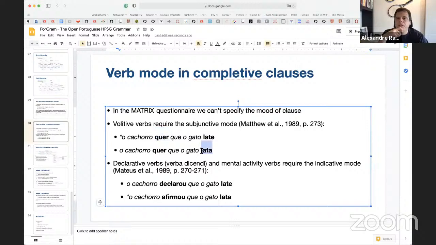So the verb here in the second clause has to be in a specific mode because of this verb. Right. So declarative verbs like declarou, afirmou, declare, or what would be the translation of afirmou, state, right? Ask for the indicative mode. So "declarou que o gato late", and not "declarou que o gato lata" in the subjunctive form. So this requirement about particular verbs requiring a specific mode in the complement clause, we didn't find in the form of the matrix the right way to encode that.